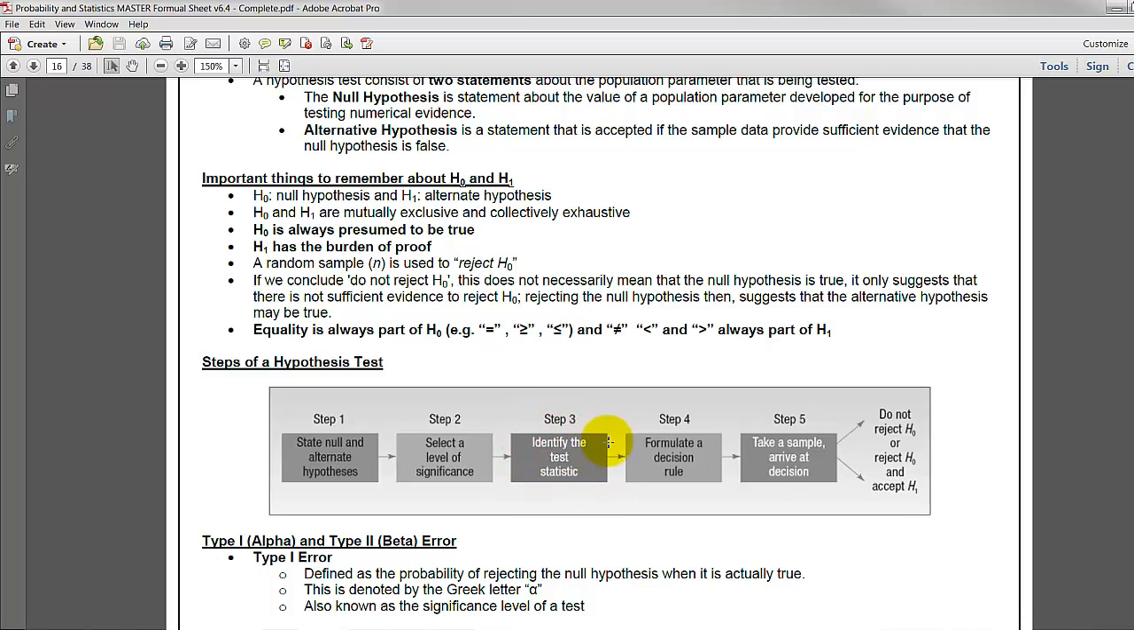Is it a T or is it a Z? And essentially the difference is for the Z, we have to be told that it's from the population. If it's from the sample, we're going to use the T. Formulate the decision rule. So we will do that based on the way we wrote our statement. And basically step 5 here, take a sample, arrive at a decision. Basically what that is referring to is we've already got our sample actually. Do we reject or do we fail to reject the null hypothesis?